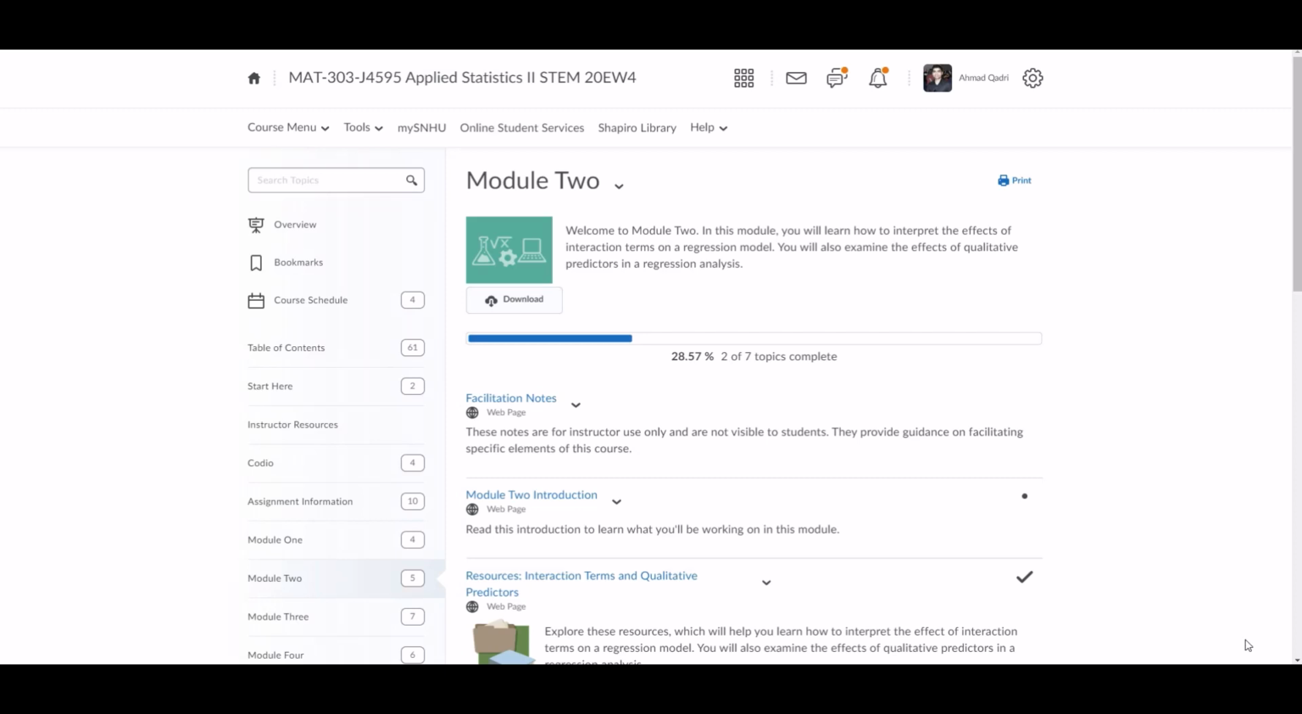In Module 2, we will consider multiple regression models that include interaction terms for the predictors, as well as categorical predictors. So let's start with the assignment prep and see how we can use interaction terms in a model and how we can use categorical predictors in addition to the quantitative predictors that we worked with in the previous week.